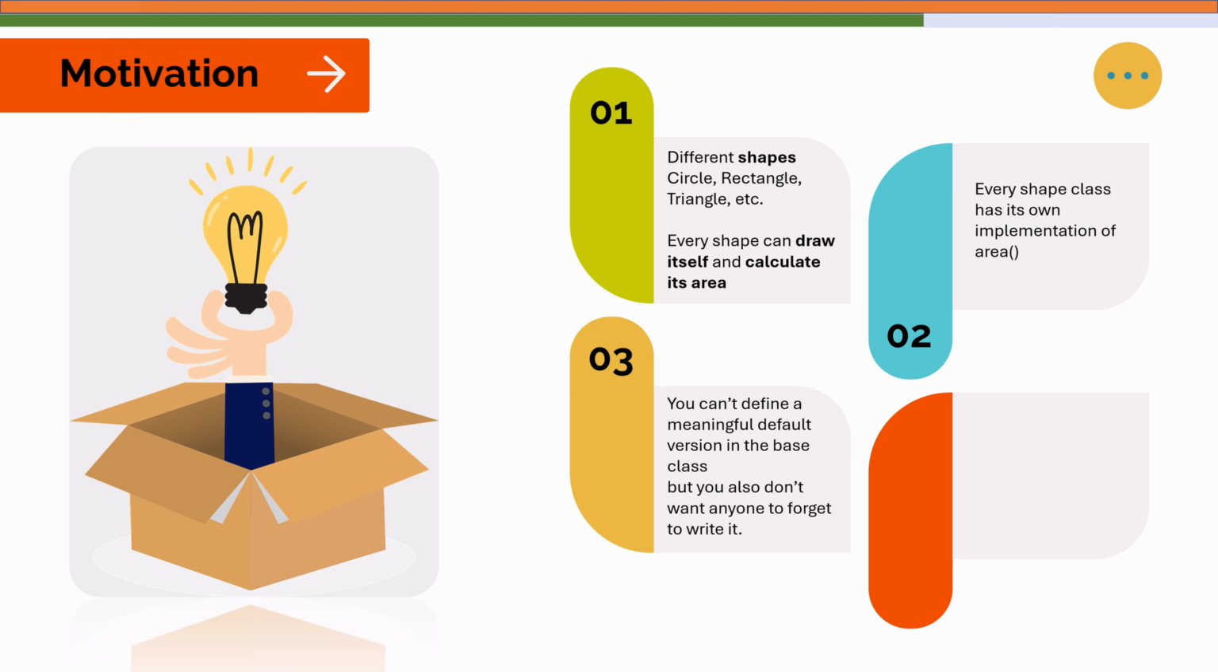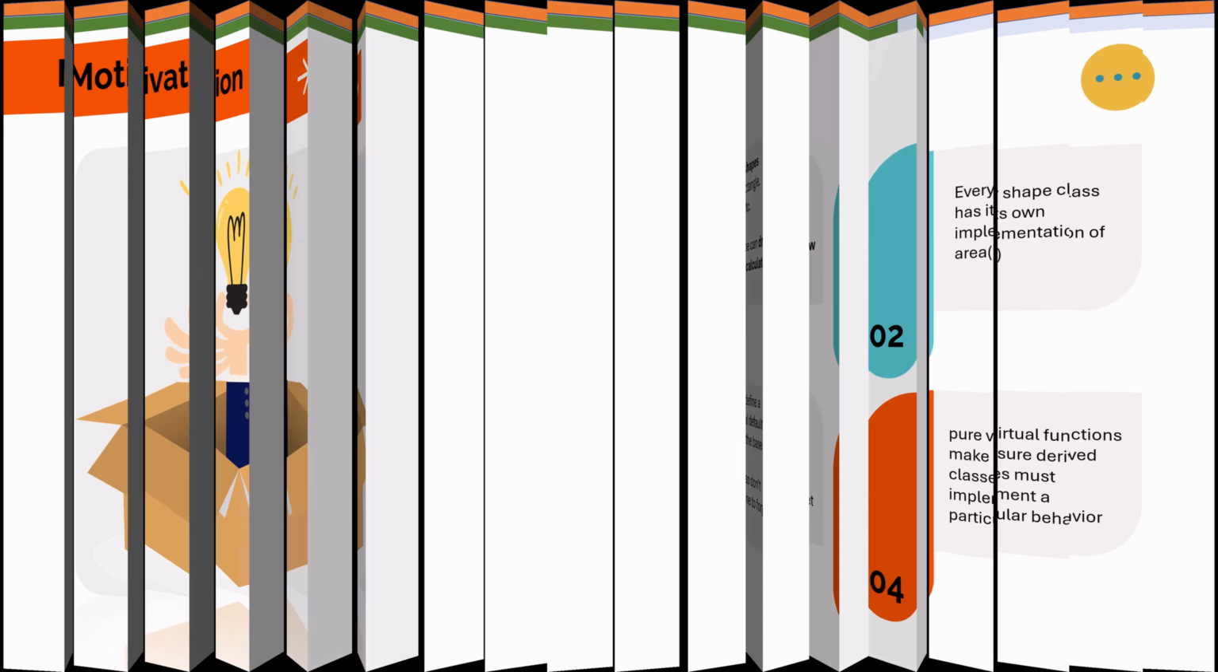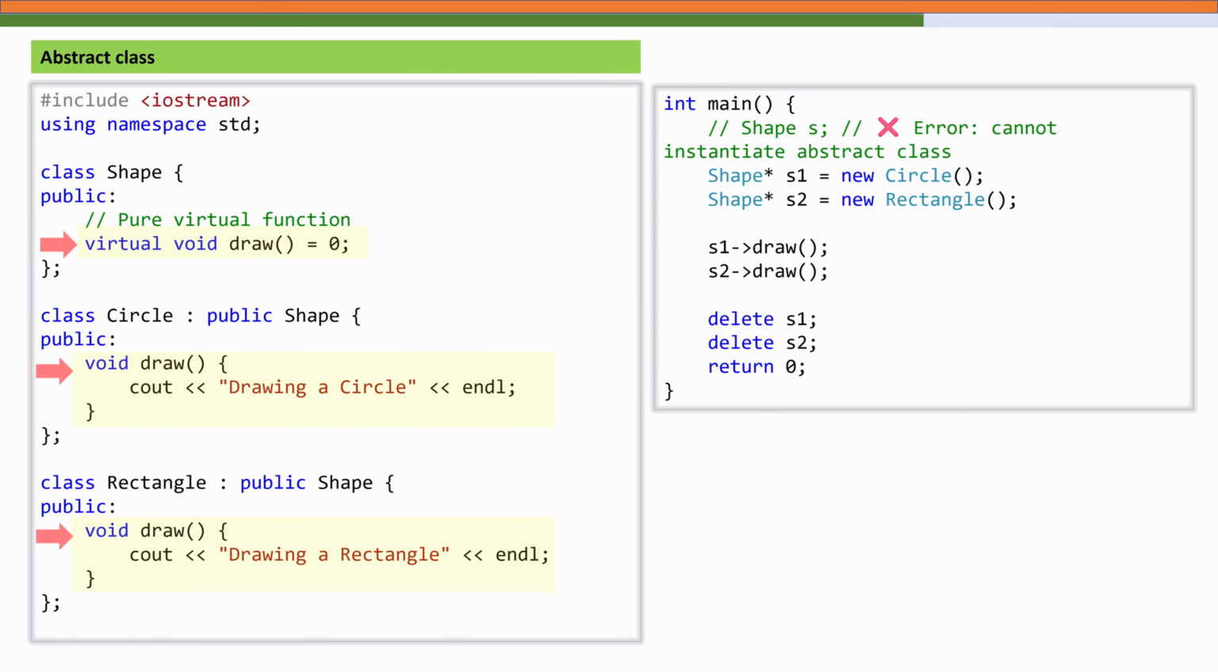So what do we do? We tell C++, I do not want to define this function here, but I want all derived classes to define it. This is ensured using that equals to 0 sign, that is with the help of a pure virtual function. So you can see in this example a shape class and we have defined a pure virtual function named draw. Virtual enables runtime polymorphism. Equals to 0 makes it a pure virtual function.